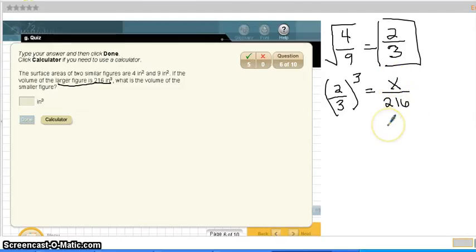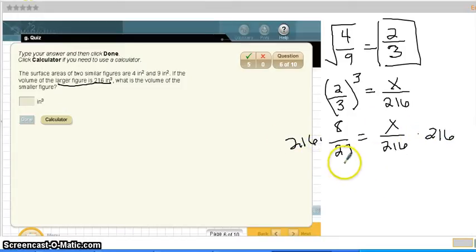For this problem, it involves a lot less solving. You do want to first cube the fraction. So 2 cubed is 8, 3 cubed is 27, and then we still have x divided by 216. From there, all you want to do is multiply by 216 to get it out of the denominator. If you don't have a fancy calculator, just type in 216 times 8 and then divided by 27.